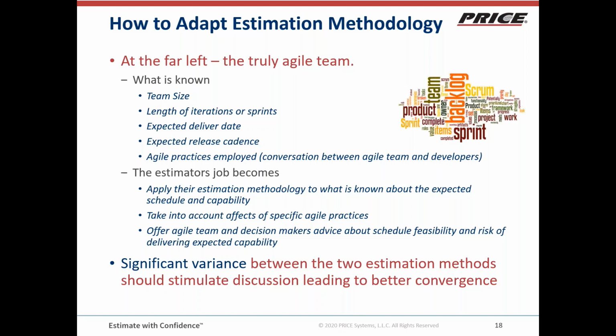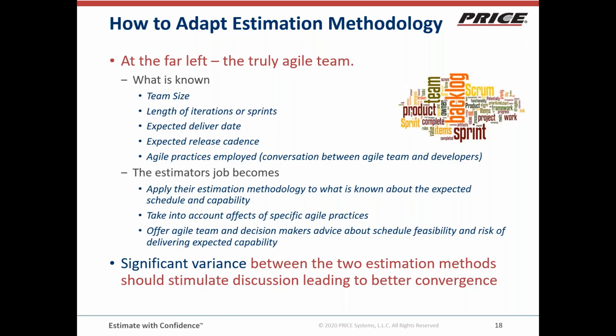So at this far left, we know the team size. Most likely. We do know the team size and the length of iterations. We know when it's expected to be delivered. We know what the cadence is going to be, how often there will be deliveries before the final product is finished. And we know that there's agile practices, and we know what those are because we've had conversations as the estimating team with the agile team.